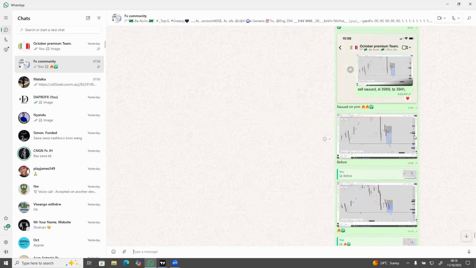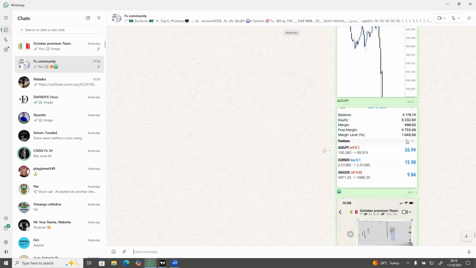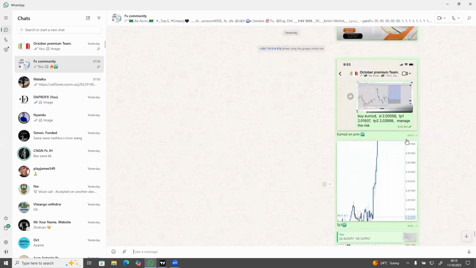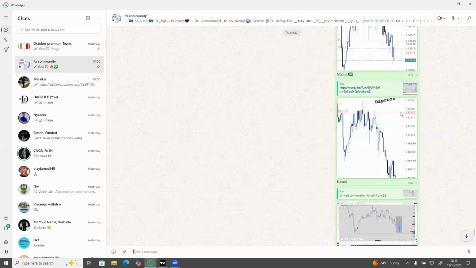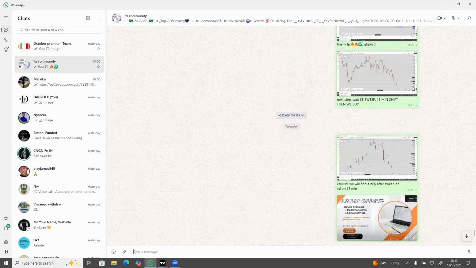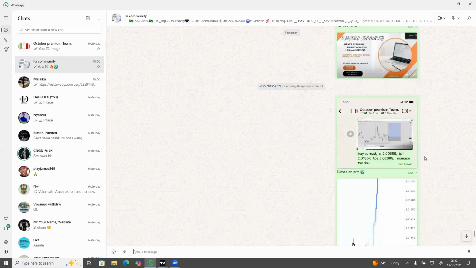So if you have enough capital, you can execute it directly without any confirmation from the supply. And if you do not have sufficient capital, you have to wait. You have to wait for confirmation.